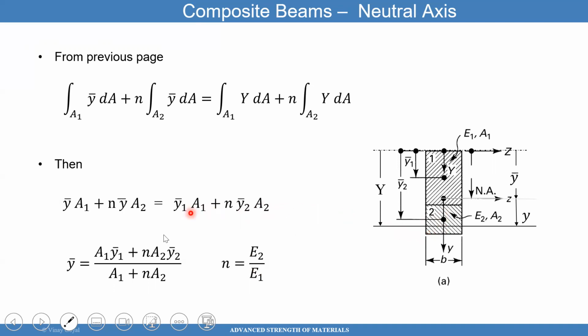and then the area A2 is that. So now I'm able to solve for Y bar, and when I solve for Y bar, I get this expression. By knowing the modulus of these two materials, the areas of these two materials, and the centroid of these two materials, I'm able to calculate the location of the centroid of the whole cross section, which is where the neutral axis is. Y bar, which is that.